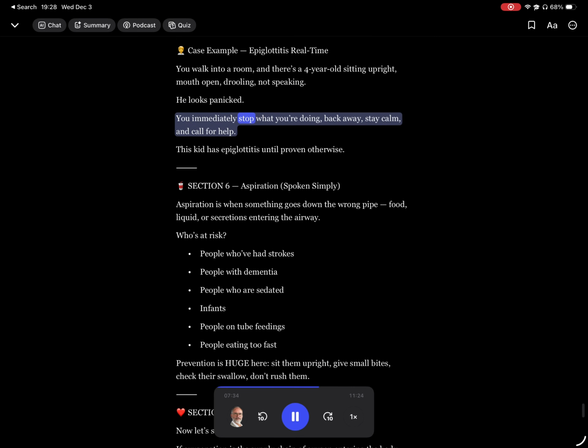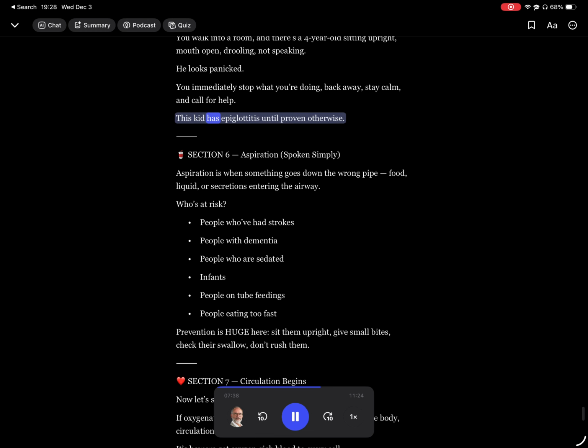You immediately stop what you're doing, back away, stay calm and call for help. This kid has epiglottitis until proven otherwise.